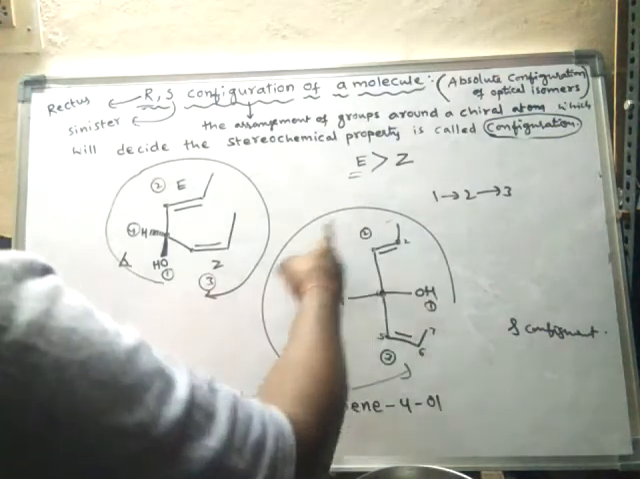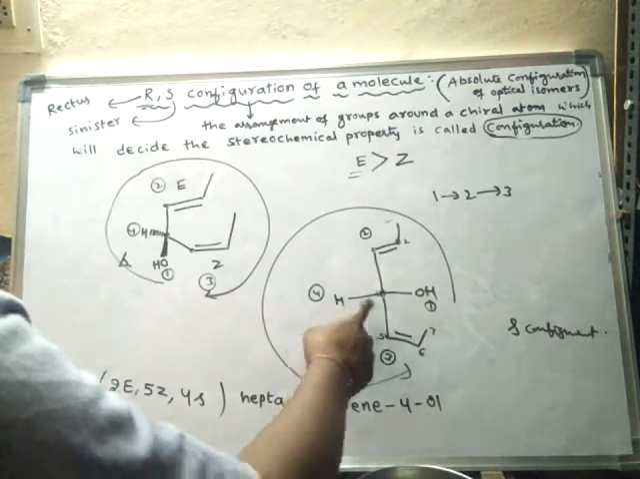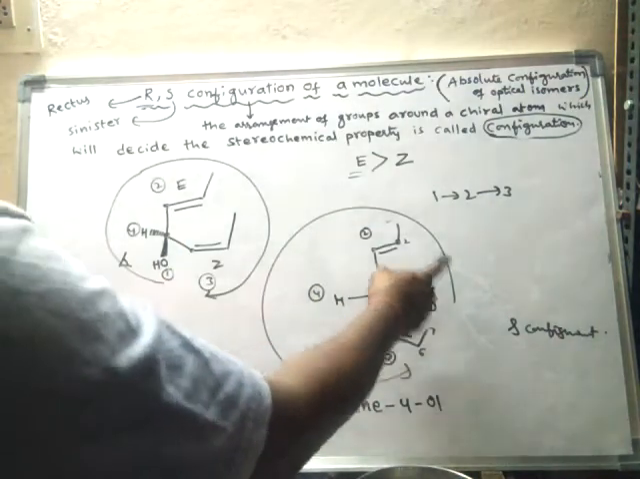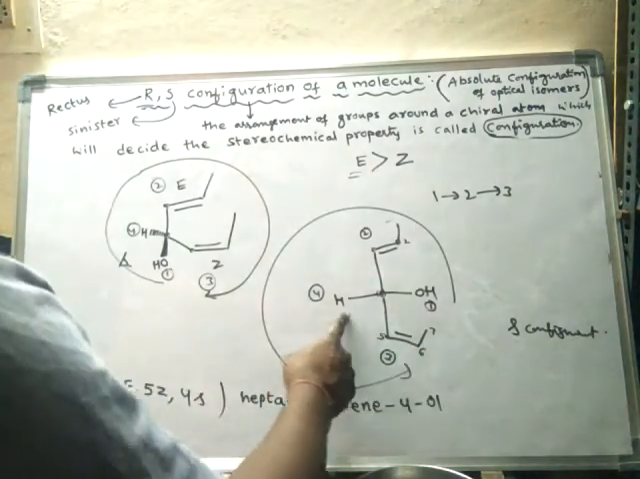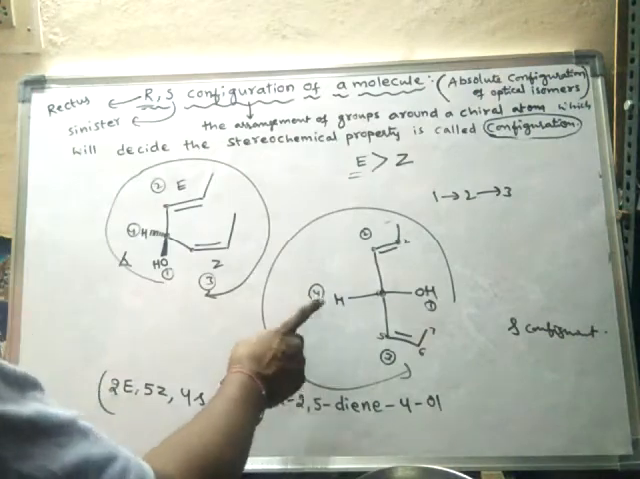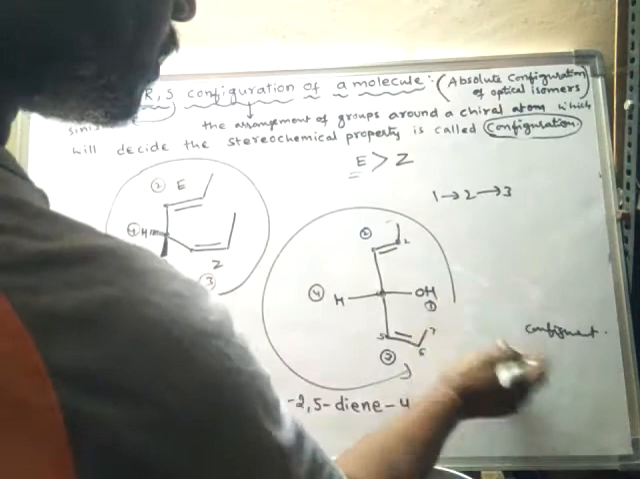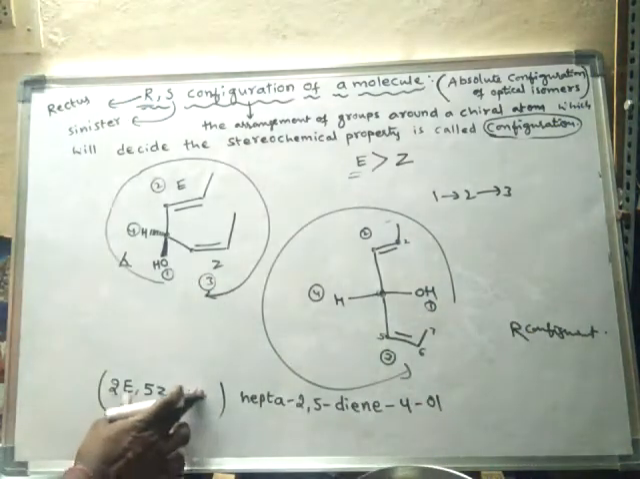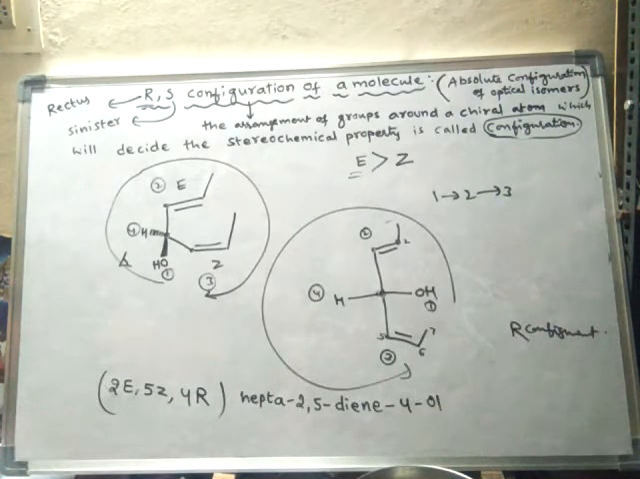This is anti-clockwise. But here on the horizontal position hydrogen is there. Anti-clockwise, yes, but the lowest priority group is present on the horizontal line. So that means we have to reverse the configuration. So it is R configuration. So this is the actual name of the compound along with the configuration.